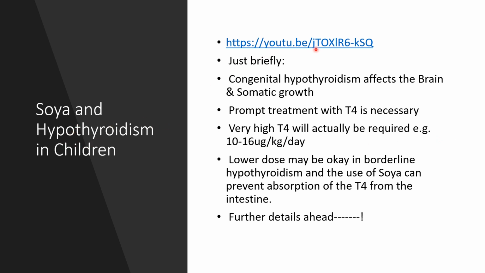Here is a link for the full presentation because I don't want to weary you. But briefly, let me tell you that if there's congenital hypothyroidism, that will affect the brain and somatic growth. I bet you. Prompt treatment with T4, that is levothyroxine, is very, very necessary here. In fact, we are not just going to give T4, we'll give a very high dose of T4, like 10 to 16 microgram per kilogram per day. You may use a lower dose if you are dealing with borderline hypothyroidism, but the use of soya and soya-containing formula feed can prevent absorption of the T4 from the gastrointestinal tract, specifically the intestine. Further details ahead.